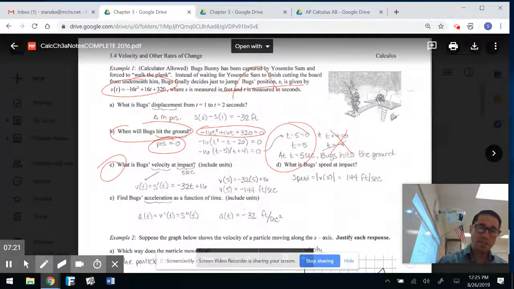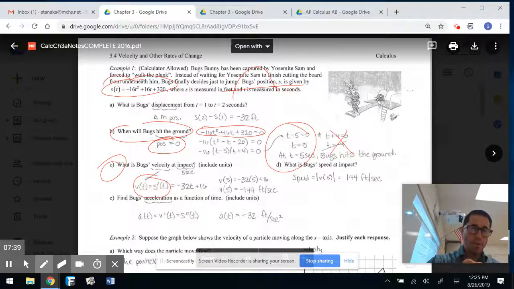C. What is Bugs' velocity at impact? Well, this is when we start using that relationship that we have between acceleration, velocity, and position. If I want to know what is Bugs' velocity at impact, well, I'm just going to find out what v of t is equal to.